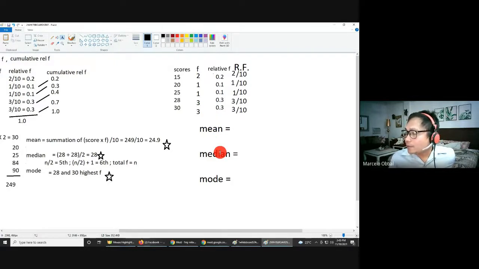Try with your calculator, class. Okay? You can solve actually directly the mean or the average using only the original given. No? I'm talking about the scores at saka relative frequency. Okay, how, sir? Just multiply 0.2 at saka 15, 0.1 and 20, 0.1 at saka 25, 0.3 at saka 28, 0.3 at saka 30. Then you add immediately. You no need to divide that with the number of your n, no? Okay, so that is the answer, 24.9.